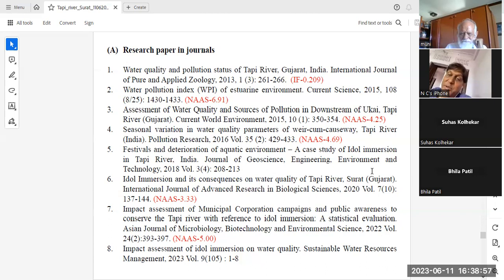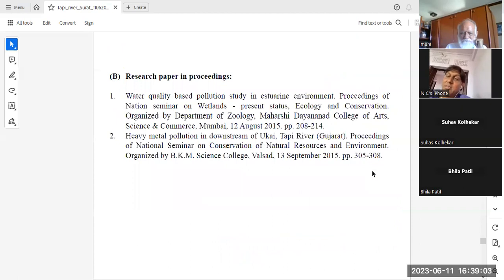These are the research papers we have published about the Tapi. Papers in journals and papers in proceedings are there, and a number of abstracts and presentations should be added. I have tried my best for Tapi conservation, to add a tool for the scientific community on how the river can be protected, and we have published a lot of things.